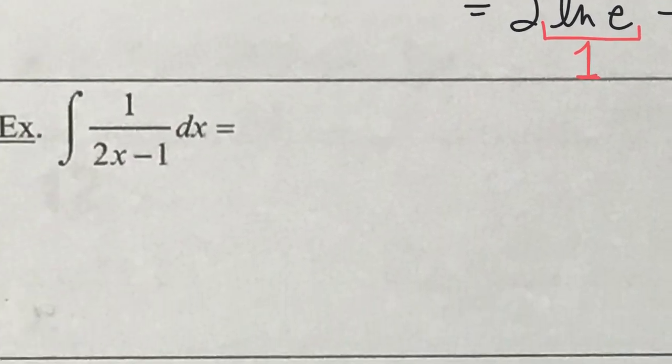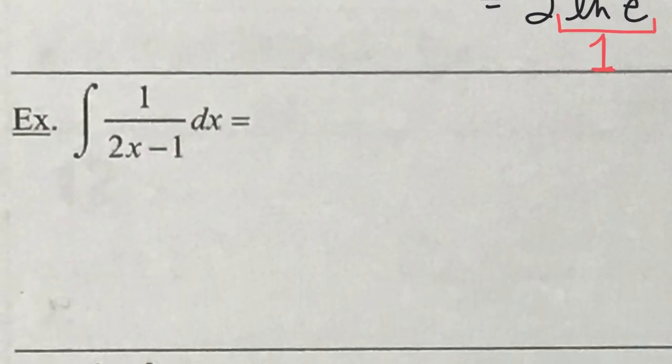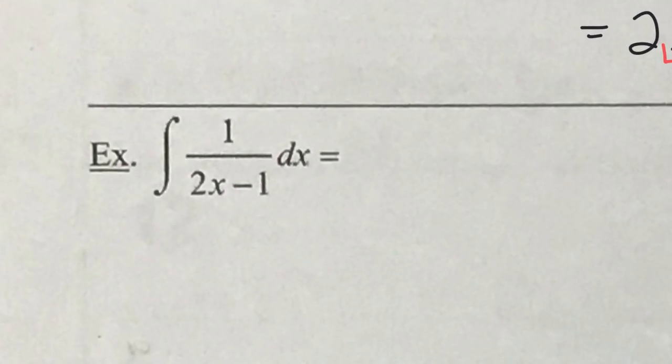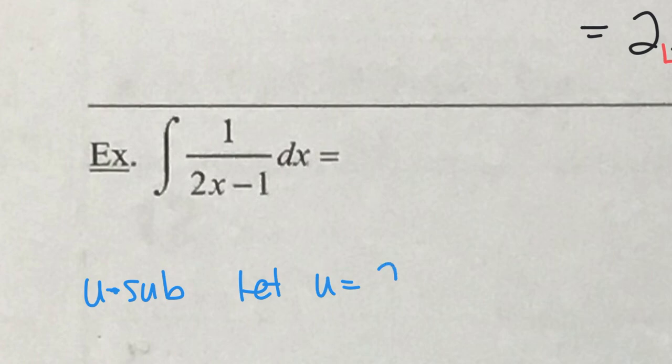Okay, let's see what other kind of craziness do we have. All right, here we have 1 over 2x minus 1. Okay, so let's use u-substitution. Okay, let's use u sub. Let u be equal to 2x minus 1. So if u is 2x minus 1, then what is du? 2 dx.